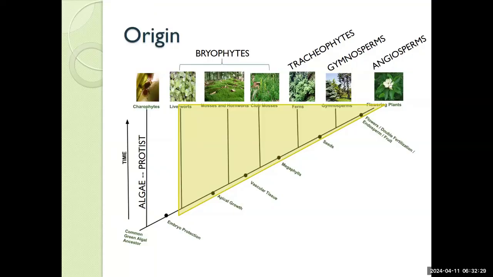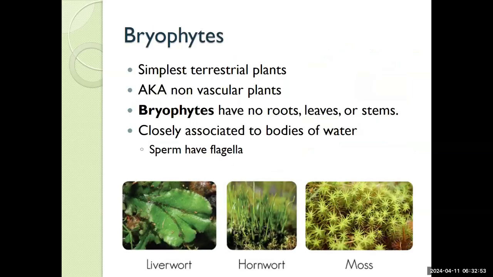You might recall that a number of the algae, brown, red, and green, are a part of the protist kingdom. But as we move forward, the plant groups, the ones that became separate into this new kingdom, evolved some very unique adaptations that set them apart. The first group are the bryophytes. These are the simplest land plants. They're also known as the non-vascular plants because they have no roots, no leaves, no stems. They have essentially no circulatory system for a plant, and therefore, they must live in or closely associated with bodies of water.